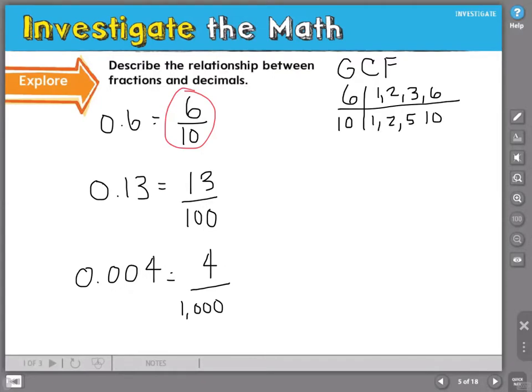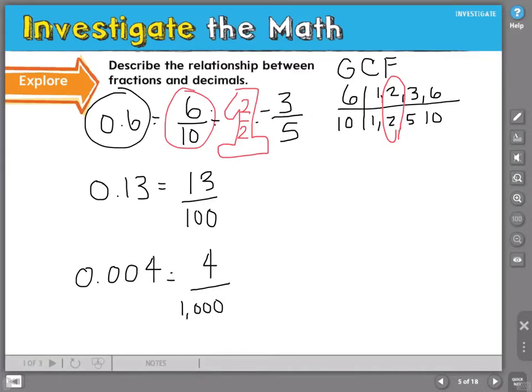Now we need to look for the greatest common factor. The largest number on both lists is 2, so we're going to divide both the top and the bottom by my big 1. And inside my big 1 is a 2 over 2. 6 divided by 2 is 3. 10 divided by 2 is 5. So another way to say 6/10 is in the simplified equivalent fraction of 3/5.